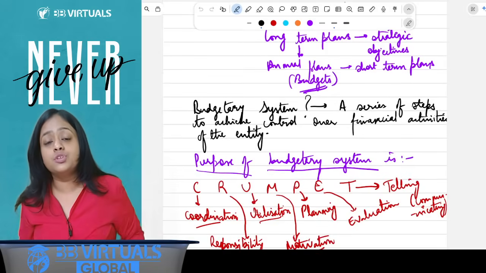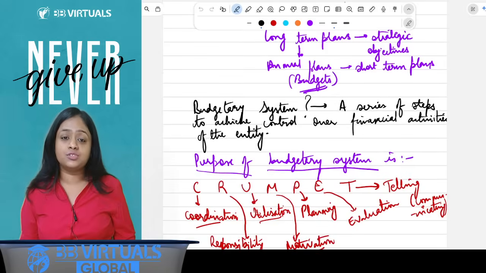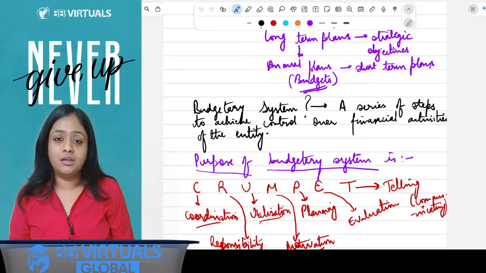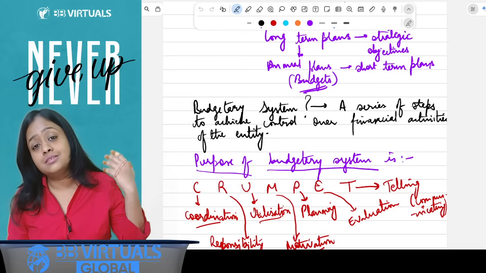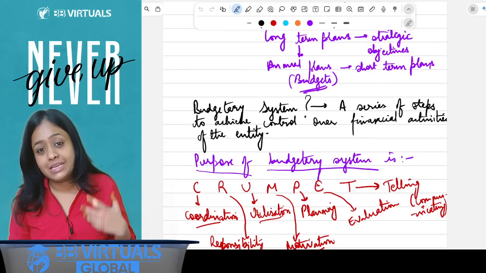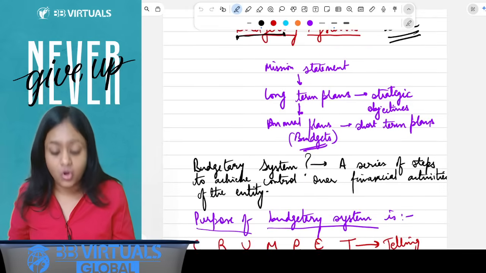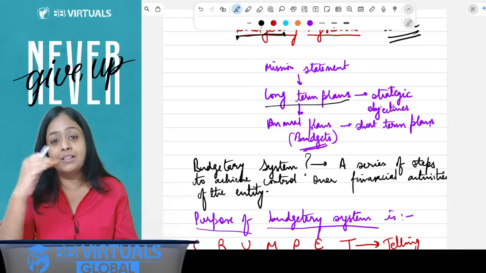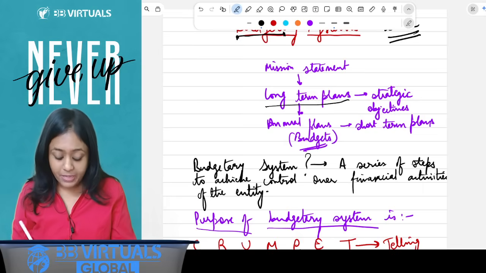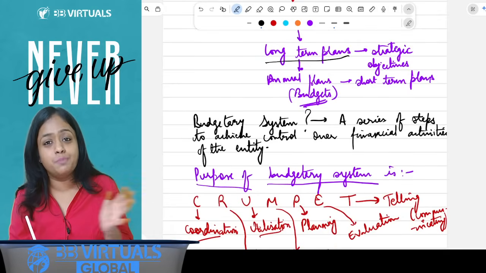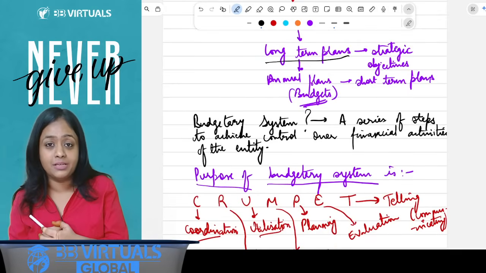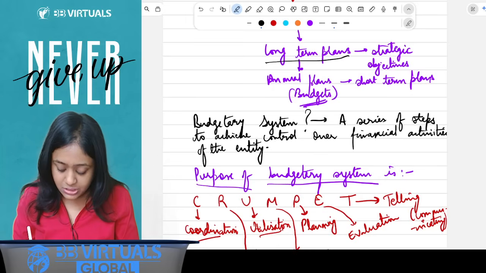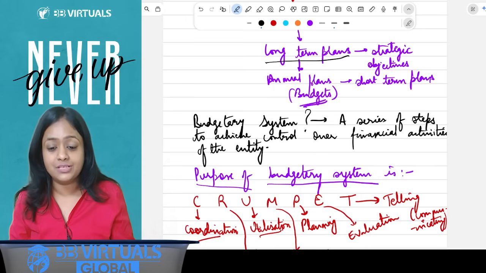Budgetary systems are a task of the middle level of management, the tactical level. Long-term plans are the objective of the strategic level, the top level of management, and the middle level focuses on preparing these budgets and ensuring that they are implemented by the operational team. A budgetary system is a series of steps to achieve control over the financial activities of the entity.